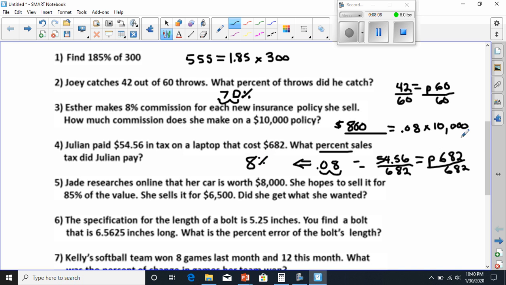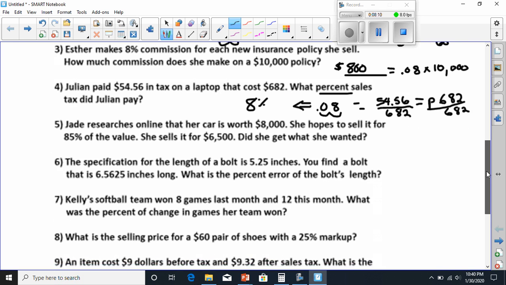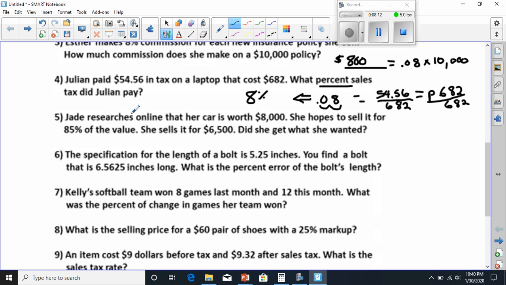All right, let's go to number 5. Jade researches online that her car is worth $8,000. She hopes to sell it for 85% of the value. She sells it for $6,500. Did she get what she wanted? Well, once again, we've got to figure out what the percent is, because she hopes to sell it for 85%. So the big number, or the whole number, is 8,000. And again, we're using the formula.